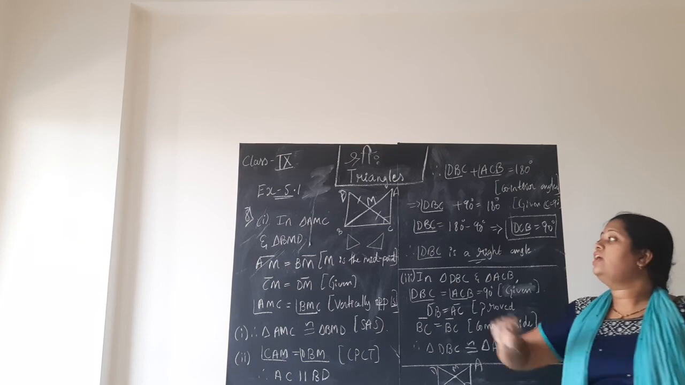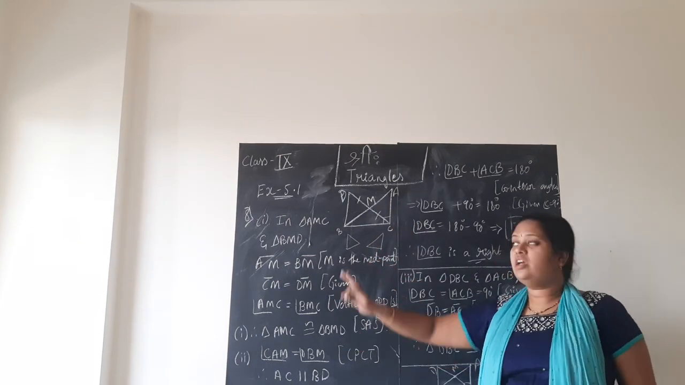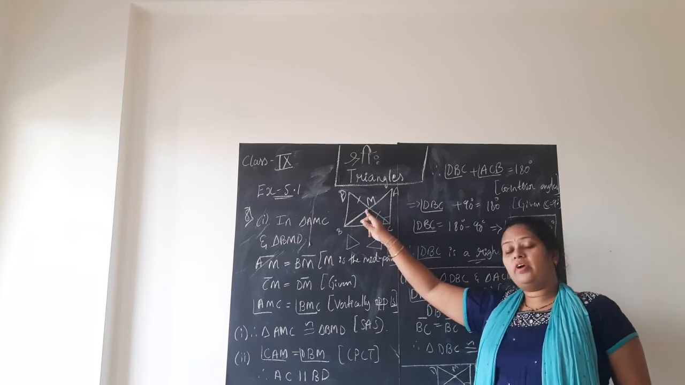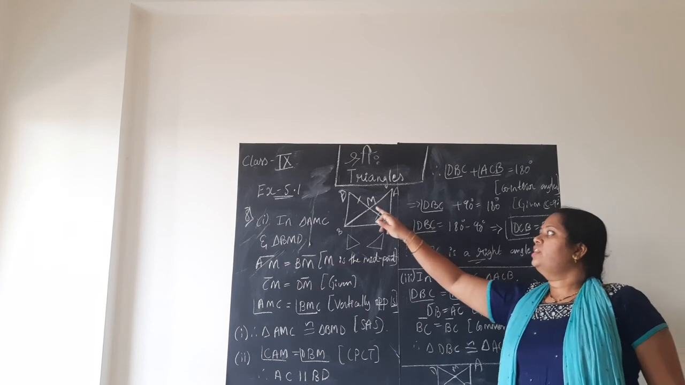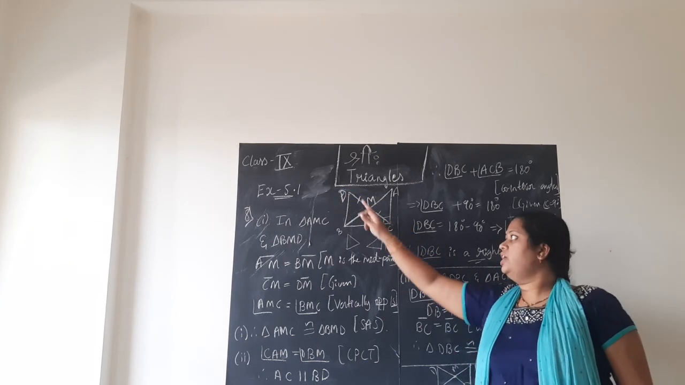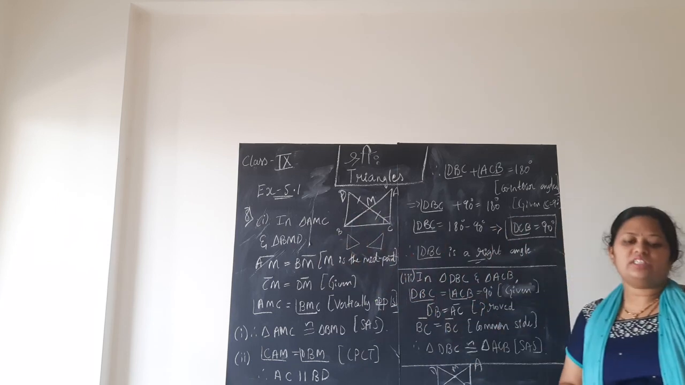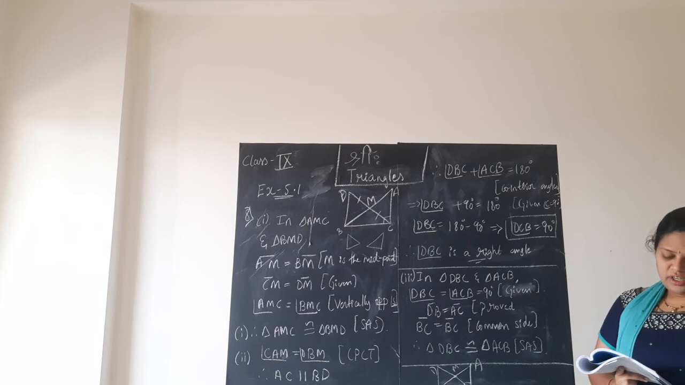Now, how did they get this figure? They are explaining. First, consider right angle triangle ACB. Choose midpoint M on the hypotenuse of the triangle. Join CM. Then extend CM up to point D such that DM is equal to CM and join DB. Thus, they got this figure. That is what is explained. Point D is joined to point B.